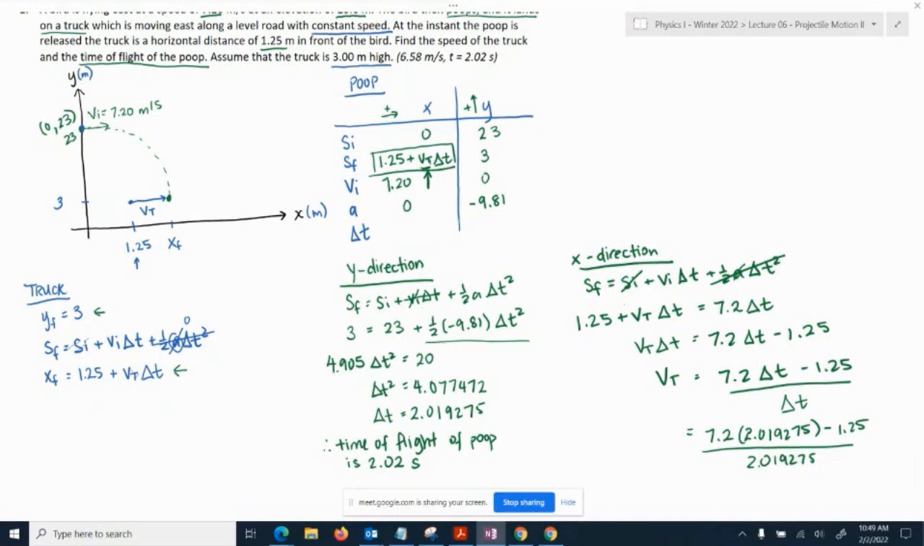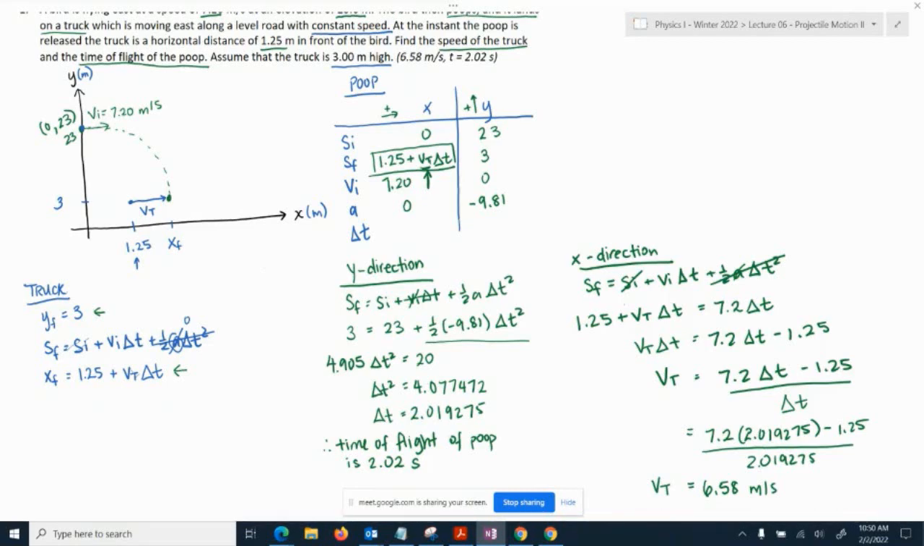And I get 6.58. That would be meters per second because it's a velocity. And this is my velocity of my truck. Okay, so I have more decimal places here that I can write down, but my question is asking what is the speed of the truck. So this is my final answer here, so I'm going to round it to 2 decimal places, which is also 3 significant figures. All right, so that's my final answer.